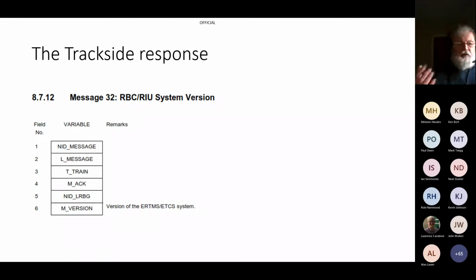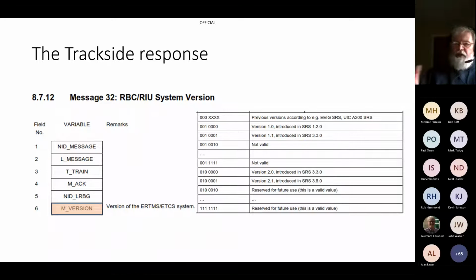So let's just have a look at what that response from the trackside is. Well, it is a message 32, and within it, it includes the version of the ETCS trackside system. And that's defined in the various subsets, and there are a variety of numbers that are allowed to appear in that field. We're going to come back to those version numbers and what they mean a little bit later on.